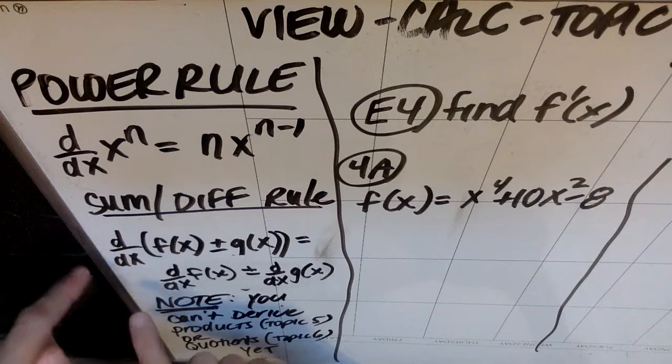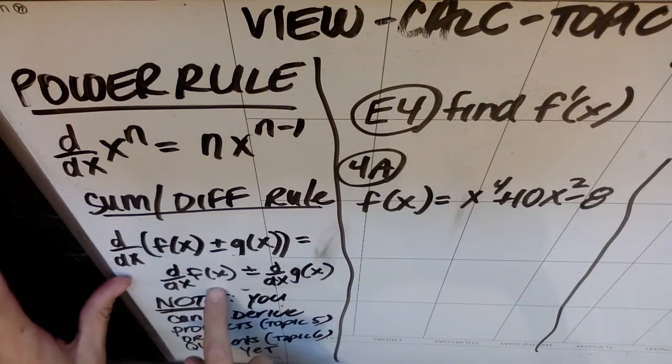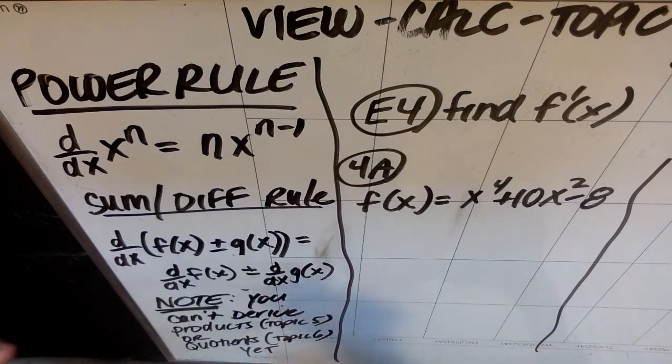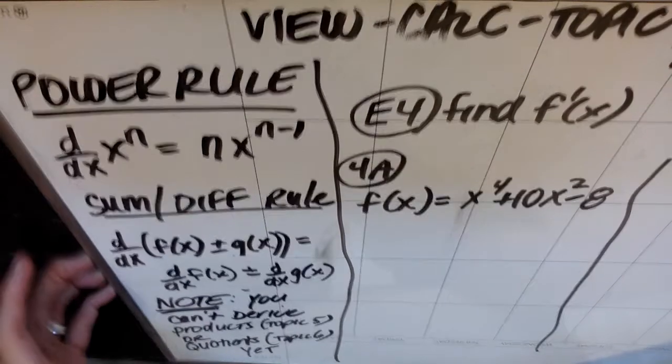If you want to differentiate f of x plus or minus g of x, you can just split the pieces apart and differentiate each individual piece, meaning the derivative of f of x plus or minus the derivative of g of x. You could also write that as f prime of x plus or minus g prime of x. So let's go ahead and look at example 4. We're going to do examples 4, 5, and 6 with this information.